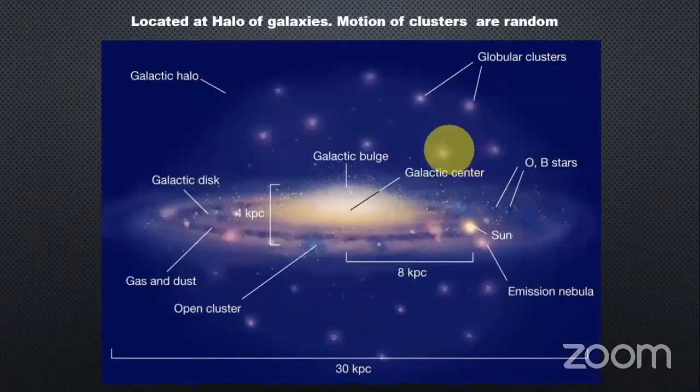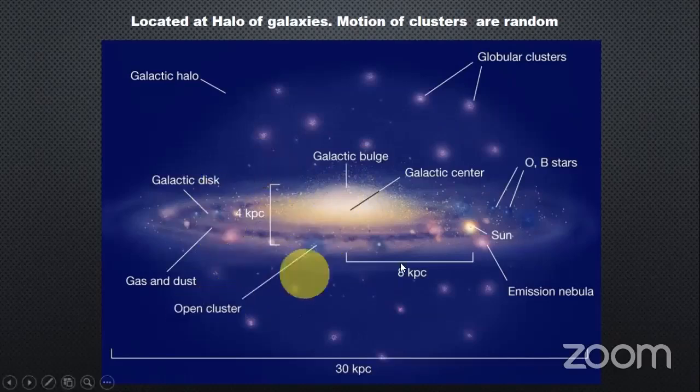So here is an artistic picture of the Milky Way galaxy edge on. I want to show you the location of these globular clusters and the open star clusters again. Here is the galactic bulge, the center of our galaxy. Here are the spiral arms, which is where you can locate the open star clusters. And here is the galactic halo, and that is where you can locate the globular star clusters.